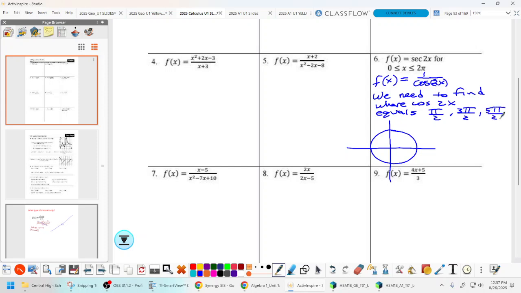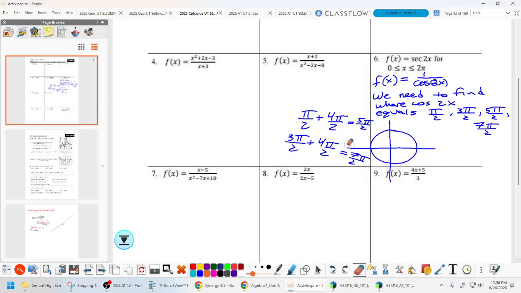In other words, pi over 2 plus 4 pi over 2. 4 over 2 is just 2 pi, so a whole revolution around. Okay, now we'll do the same thing here. To get from here all the way back again, 7 pi over 2 is 3 pi over 2 plus 4 pi over 2. So that gives us 7 pi over 2. Okay. Now, because we did this yesterday, we know that's far enough.